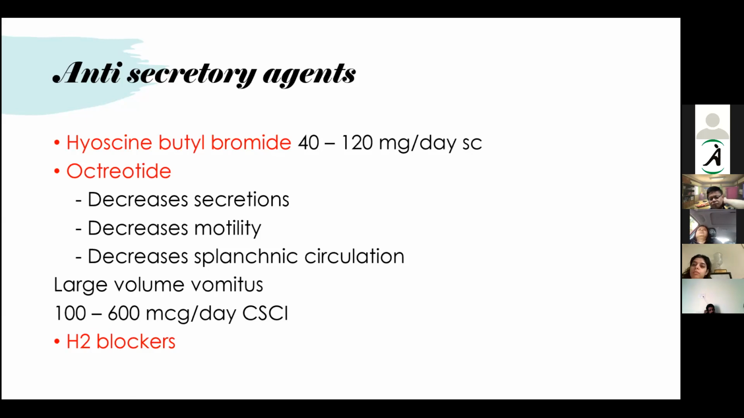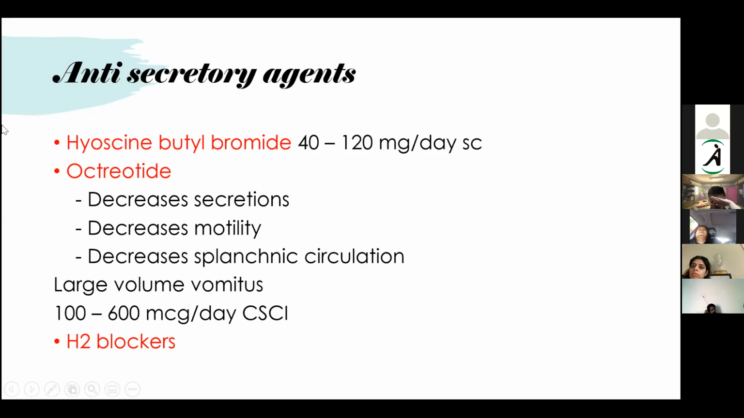Hyoscine butyl bromide, we can actually go up to 120 milligram per day. And next would be somatostatin analogs like octreotide. So octreotide will decrease the secretion, decrease the motility, and decrease splanchnic circulation, the circulation to the bowel, and thereby reducing the blood flow and reducing the secretion. So it has a multitude of effects, which is all beneficial in a complete obstruction. So it reduces the motility also, so the pain will be less.